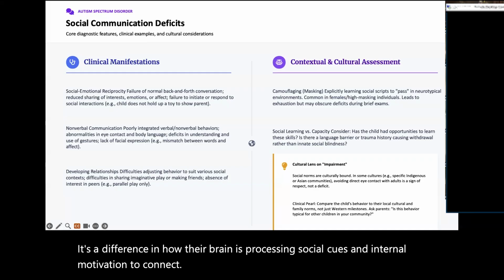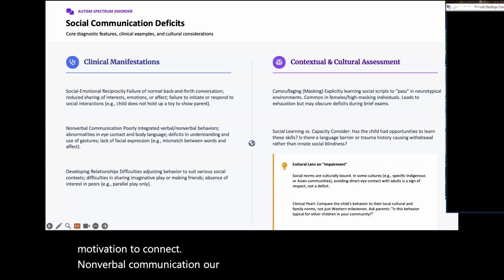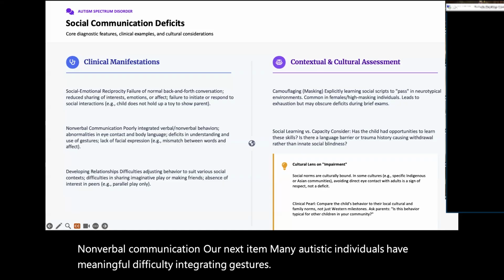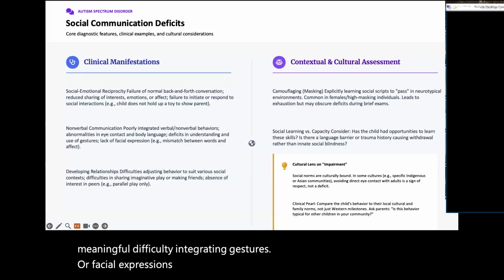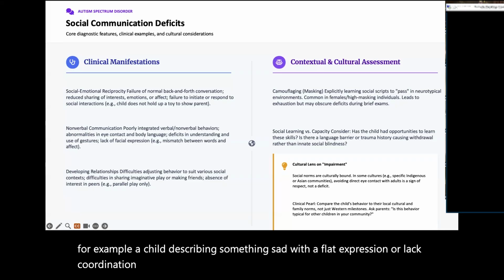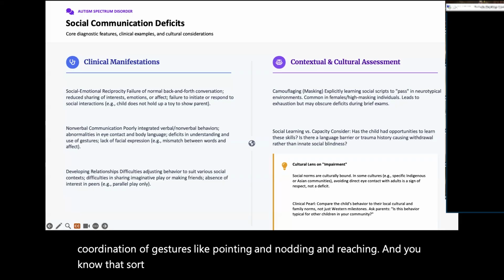Nonverbal communication, our next item. Many autistic individuals have meaningful difficulty integrating gestures, facial expressions, or eye gaze. So you might see a mismatched affect, for example, a child describing something sad with a flat expression, or a lack of coordination of gestures like pointing and nodding and reaching and that sort of thing.